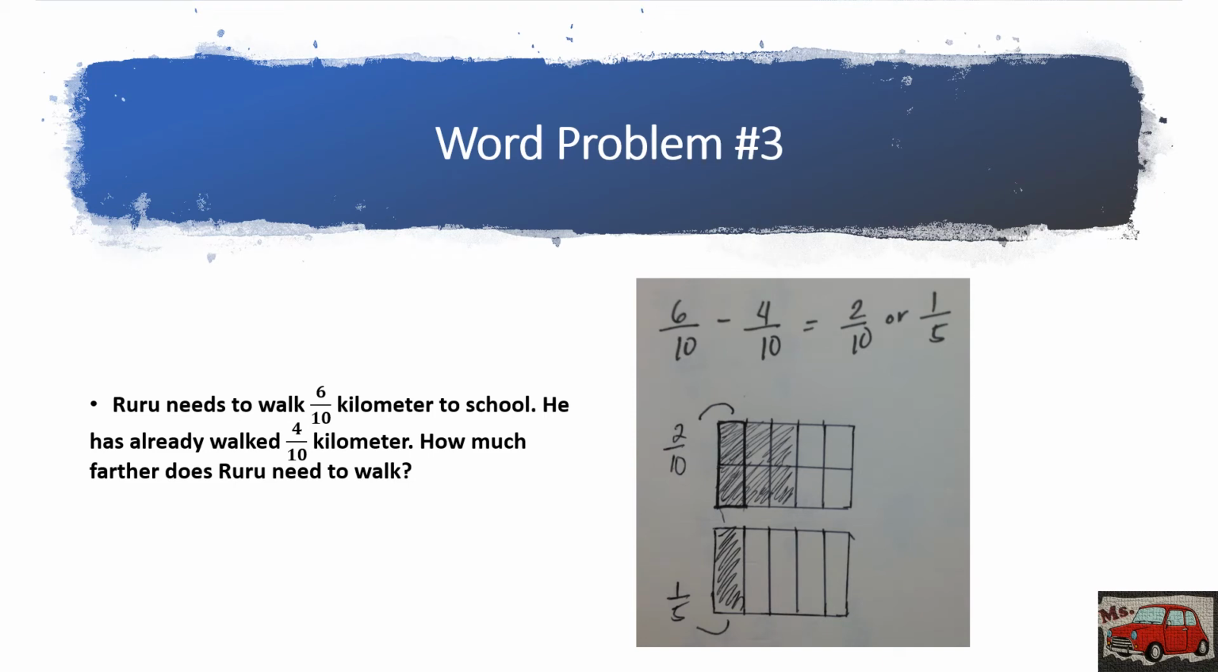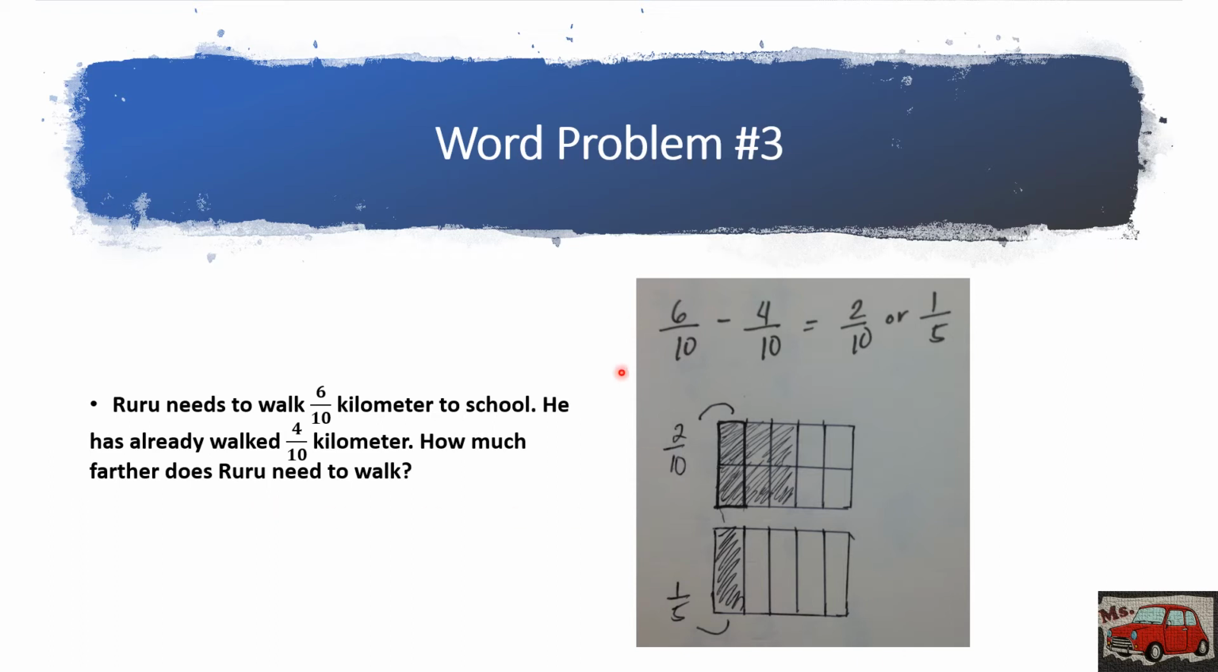Ruru needs to walk 6/10 to school. He has already walked 4/10. How much farther does Ruru need to walk? Okay, so hinahanap lang is kung ilan pa daw yung kilometer na kailangang lakarin ni Ruru papuntang school. Okay? So, yung total na kilometer is 6/10 at nalakad niya na yung 4/10. Okay? So, the keyword farther, it means the operation that we will use is subtraction.